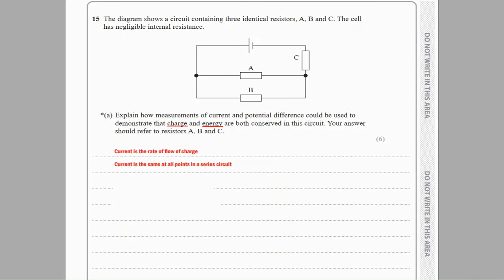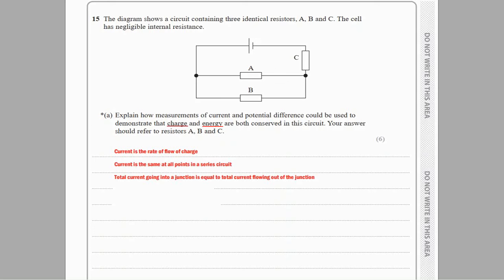Next point is, current is the same at all points in a series circuit. We all know current remains constant in a series circuit. Next, total current going into a junction is equal to the total current flowing out of the junction. This is actually a law. This is called Kirchhoff's law, Kirchhoff's current law.